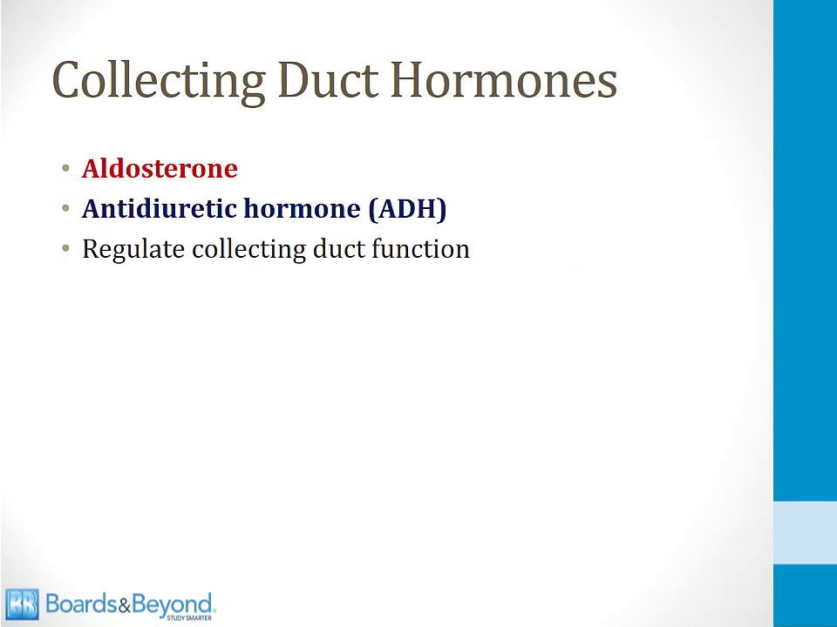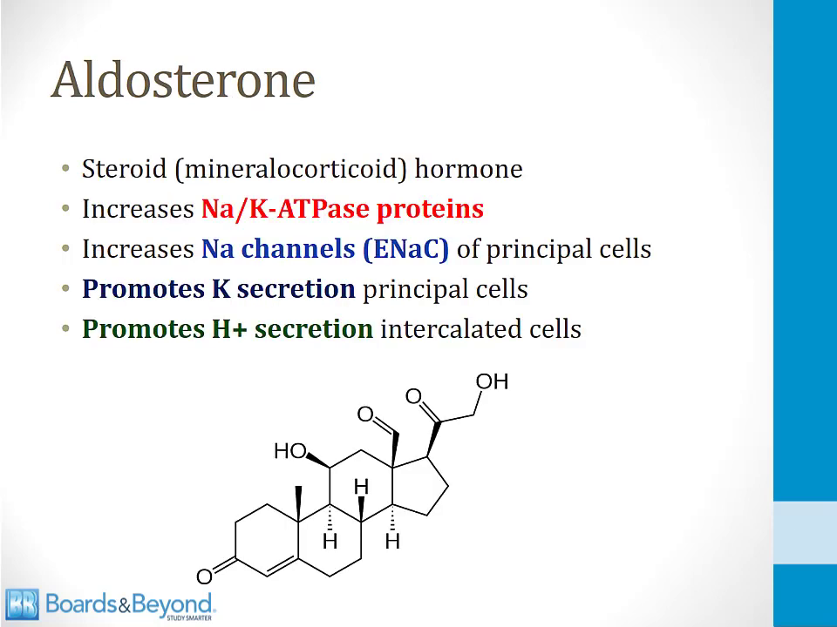A special feature of the collecting duct is that its activity is heavily influenced by two hormones, aldosterone and antidiuretic hormone. Both of these hormones act on the kidneys and they regulate the function of the collecting duct. Aldosterone is a steroid hormone. It has a structure that is derived from cholesterol, just like all steroid hormones, and this allows it to pass through the lipid bilayer of cells and have effects inside of cells, including on gene expression.